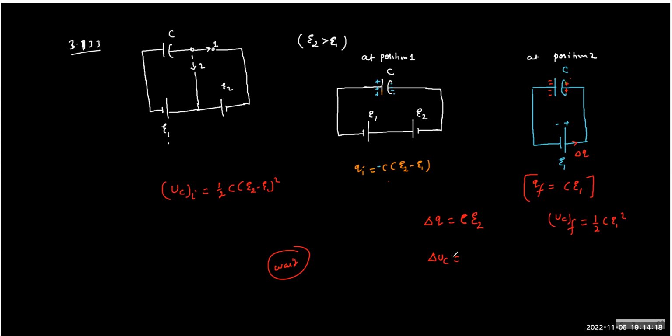Got the answer for delta UC? Yes, sir. Yes, got it. How much? Minus C E1 E2 minus half C E2 square.